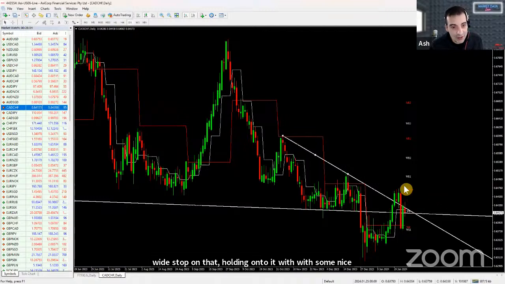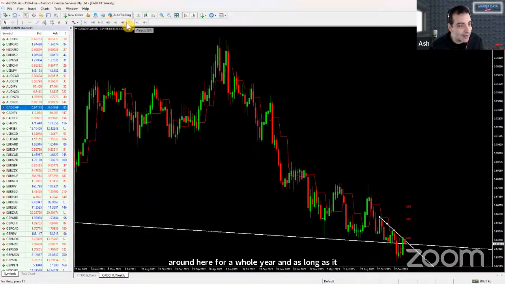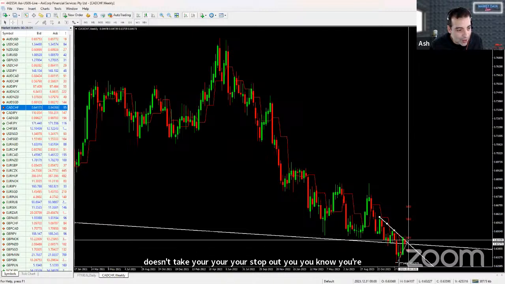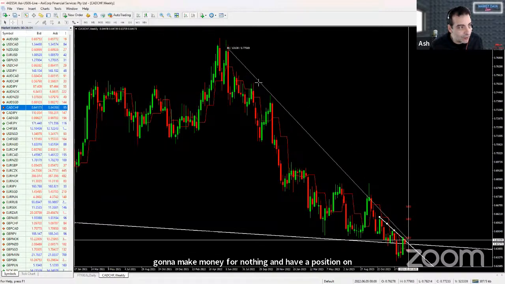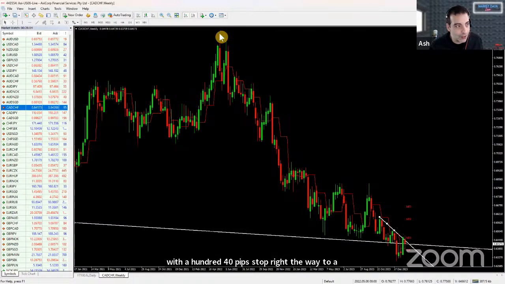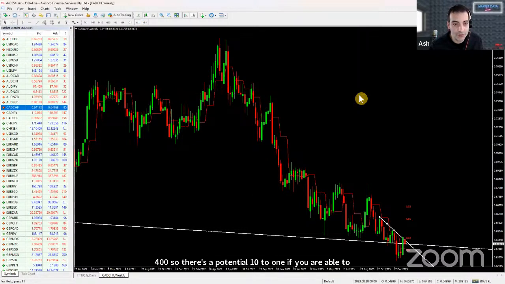And you won't care. This could float around here for a whole year, and as long as it doesn't take your stop out, you're going to make money for nothing and have a position on, with the chance that this could go all the way from a 140 pip stop right the way to 1,400. So there's a potential 10 to 1 if you are able to hold that right the way back to the highs of 2022.